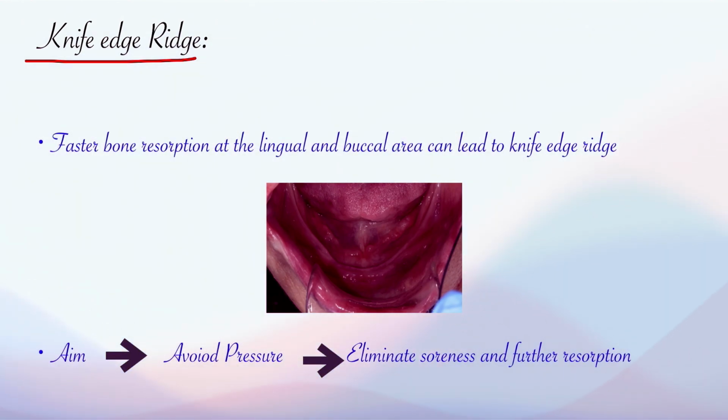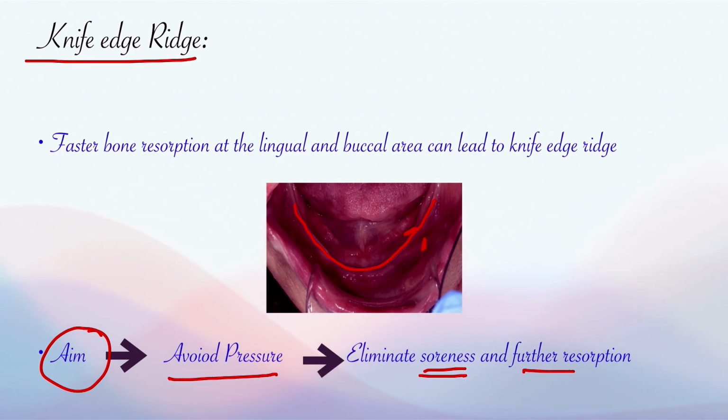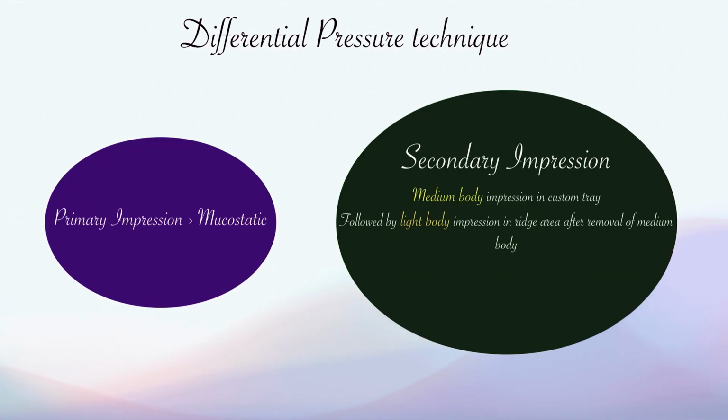Basically, due to the faster bone resorption at the lingual and the buccal area leads to knife edge ridge. Our aim should be to avoid pressure so that there will be no soreness and further resorption of the ridge. For obtaining this, differential pressure technique is used.